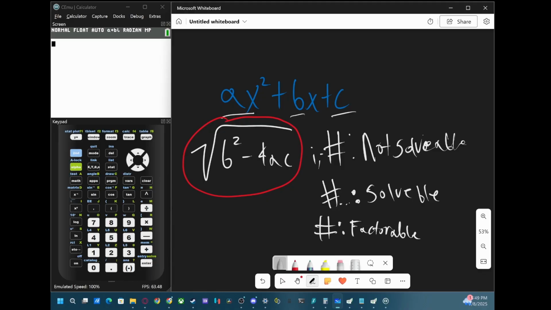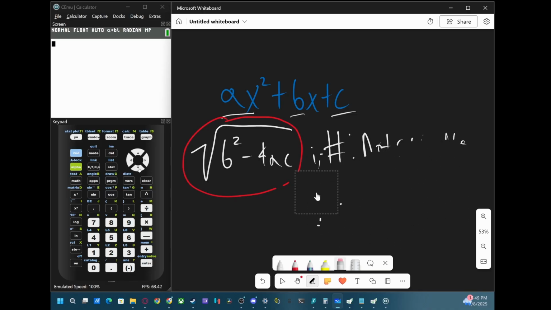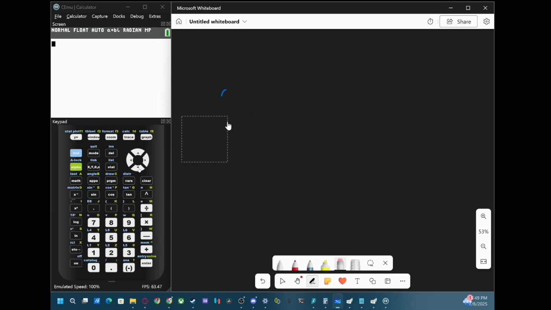Alright, now let's show you how to factor. So let's erase all this. Alright, I have a problem. This problem is 6x squared plus 36x plus 54 is equal to 0.